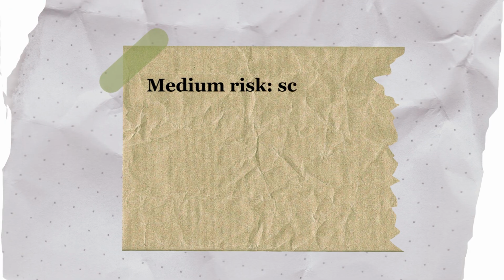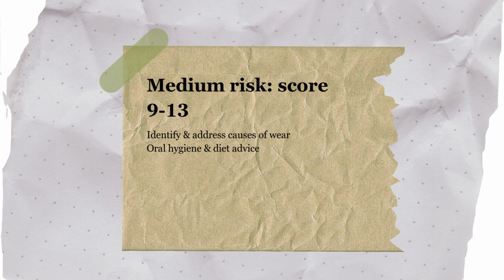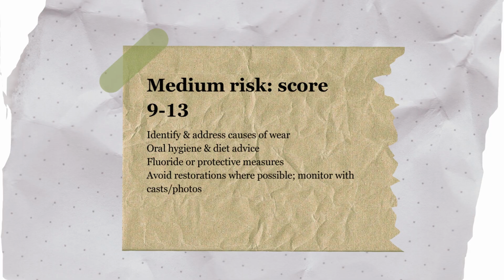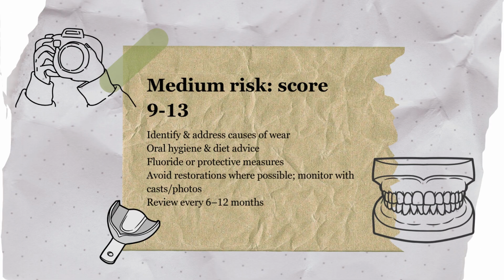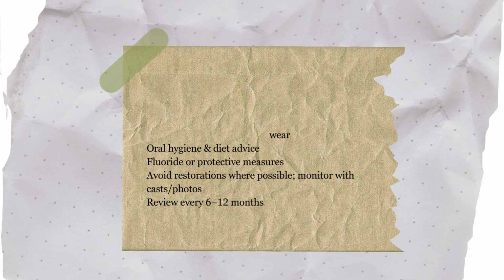Medium risk is defined by a cumulative score of 9 to 13. Here, it's important to identify and address the main causes of wear. Provide oral hygiene and dietary advice, consider fluoride or other protective measures to strengthen the tooth surfaces, and ideally avoid early restorations. Instead, monitor progression using study casts, photographs, or silicone impressions. These patients should be reviewed every 6 to 12 months.